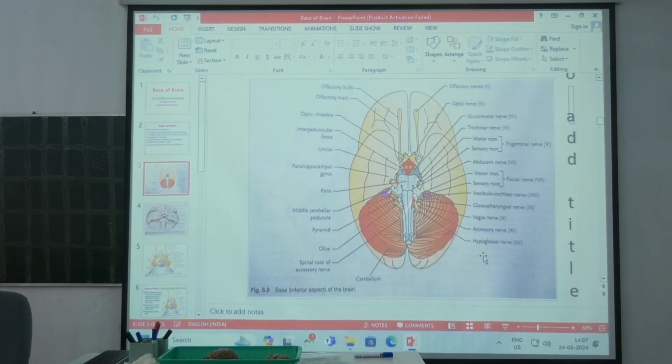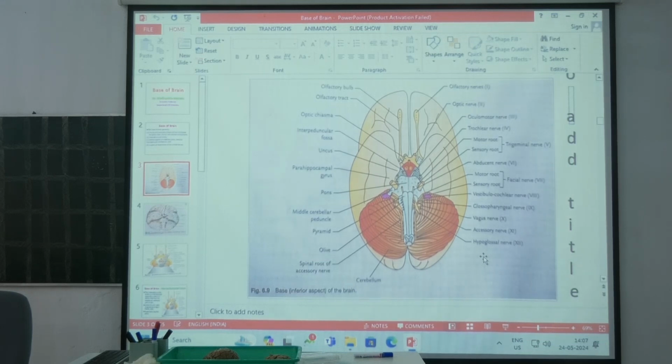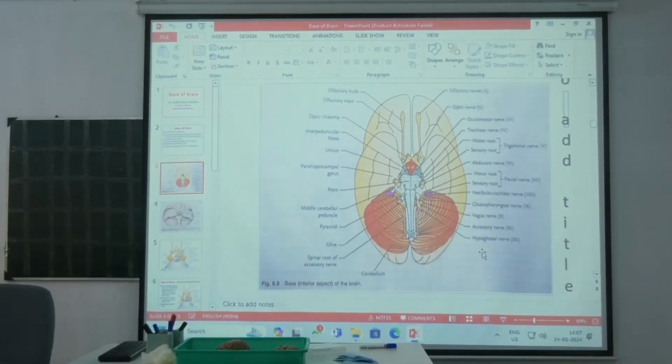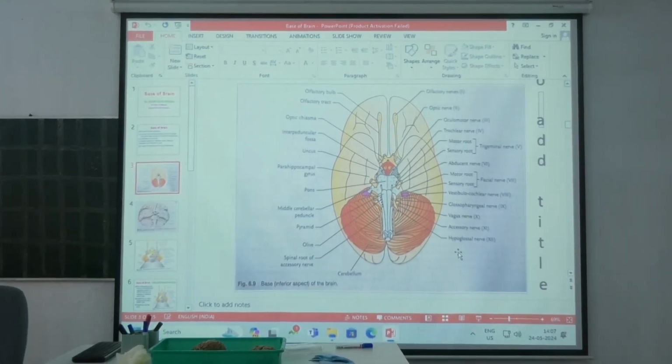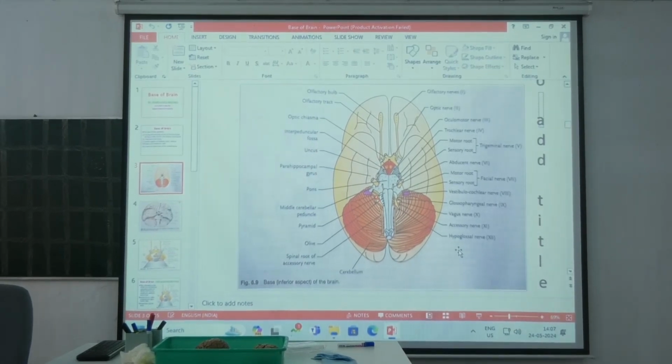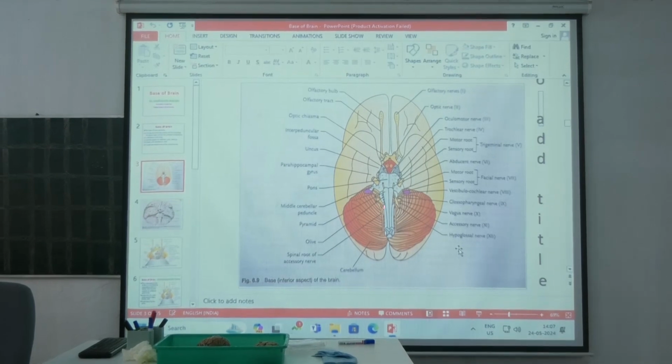Now, at the groove between the pyramid and olive, here come out the rootlets of the hypoglossal nerve. That's why you have to know the different parts of the medulla. And lateral to the olive, at the junction between the olive and the inferior cerebellar peduncle, from here come out the 9th, 10th and 11th cranial nerves.